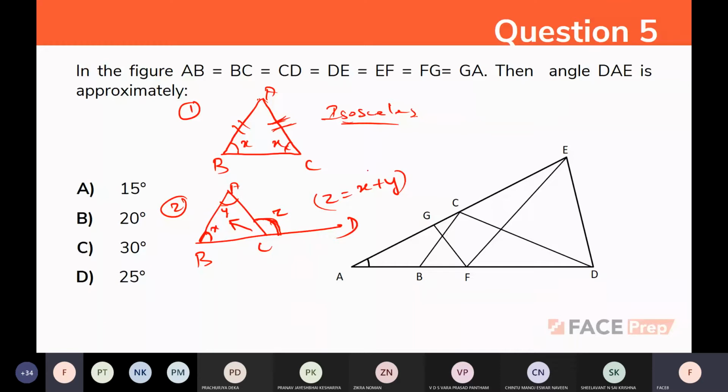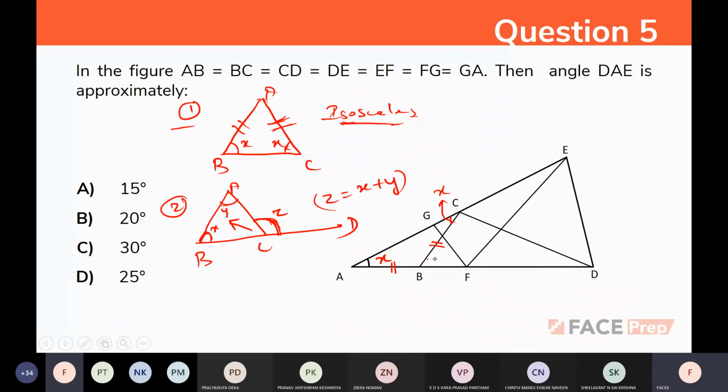These two rules are clear? Okay, I assume you are clear. So let's move further, let's go to the solving part. Let's take this angle as X initially. They said AB equals BC. So what will be this angle by following the first rule? It will be X.